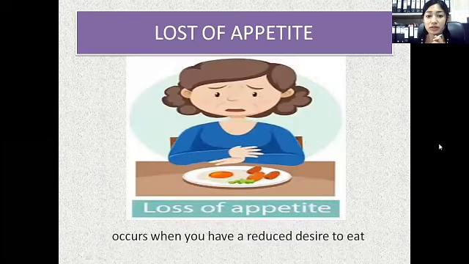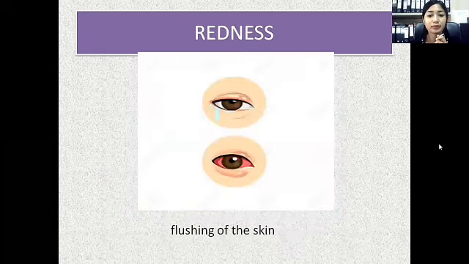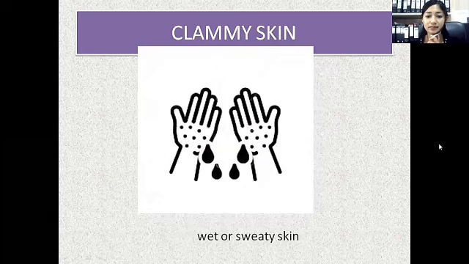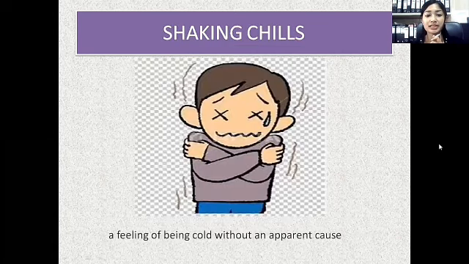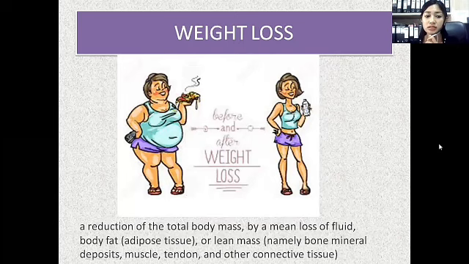Then you will feel loss of appetite when you have no desire to eat. And then redness, the flushing of the skin maybe, or redness in your eyes. And then clammy skin, if you feel wet or sweaty. And then chills, a feeling of being cold without an apparent cause. Now, weight loss, a reduction of the total body mass by loss of fluid, body fat or adipose tissue, or lean mass, namely bone mineral deposits, muscle, tendon, and other connective tissue.